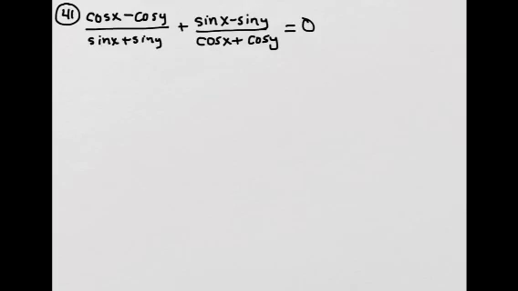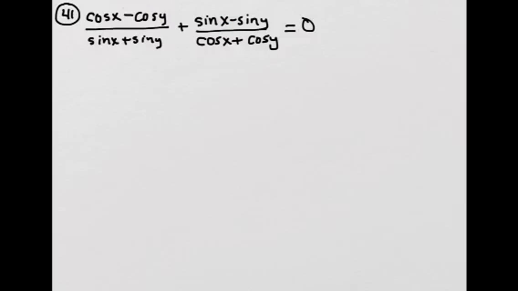Alright, so for 41, we have two fractions with different denominators, so we need to get a common denominator, which is the product of this and this, and add the fractions together. You guys know that in order for us to get a 0, the numerator has to equal 0, right? So that's what we're looking for.